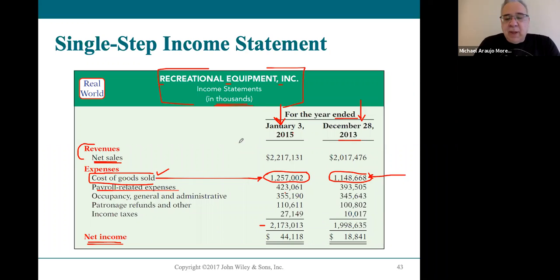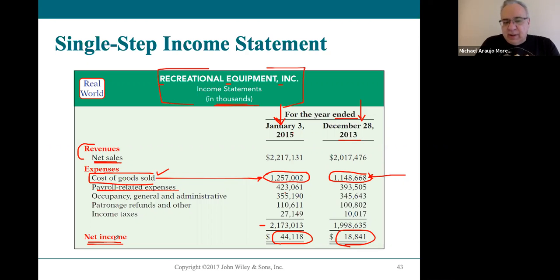And so that's good. In essence, REI went from an $18 million profit. Remember, you got to add 3 zeros. All these numbers are in thousands. To a $44 million profit. So that's more than double profitability, which is really terrific for them, because all the stockholders want to see the company continue to earn higher and higher net income.